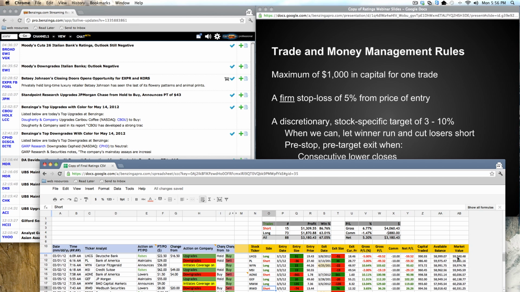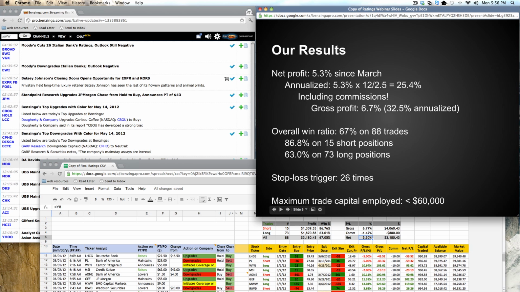That is a 5.3% profit since March, a period of 2.5 months, which when annualized equals 25.5%. And that is after commissions have come out. Without taking commissions out, gross profit would have been 6.75% or 32.5% on an annual basis.